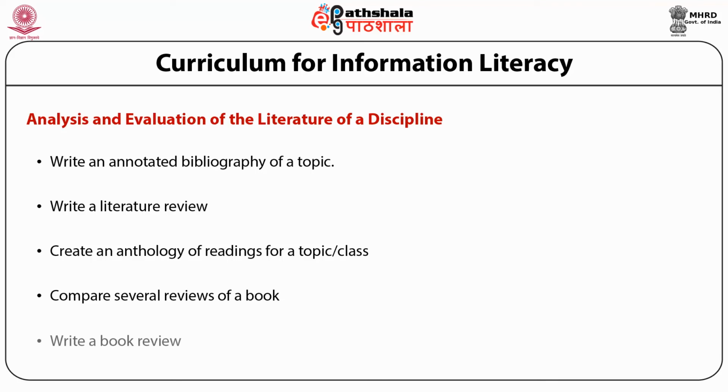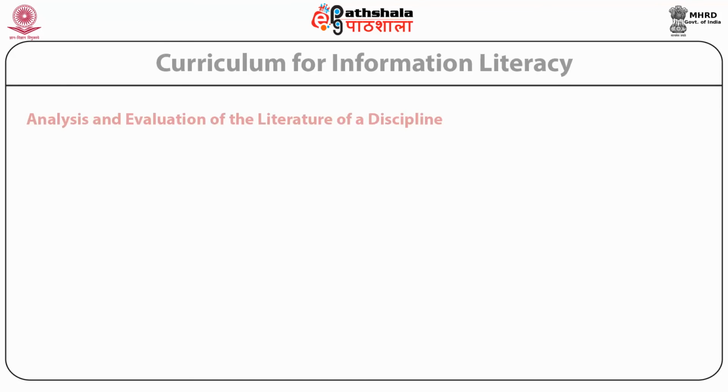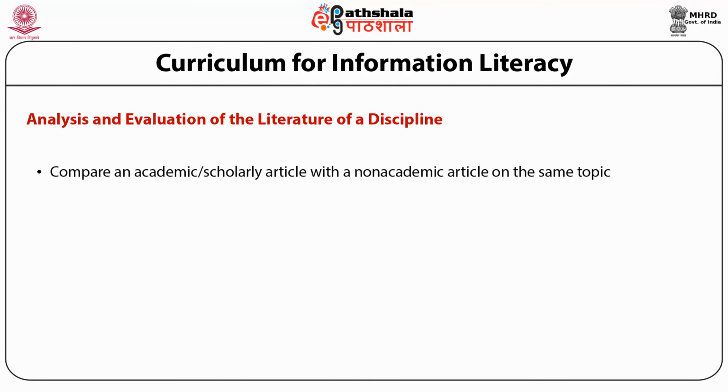Number 5. Write a book review. Read academic book reviews. Learn their purpose and know how to analyze a book. Number 6. Compare an academic or scholarly article with a non-academic article on the same topic. How to distinguish between different types of publications, peer review and academic publishing process. Compare typical characteristics of the different types of publications.